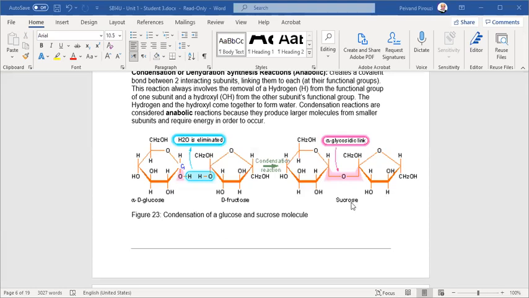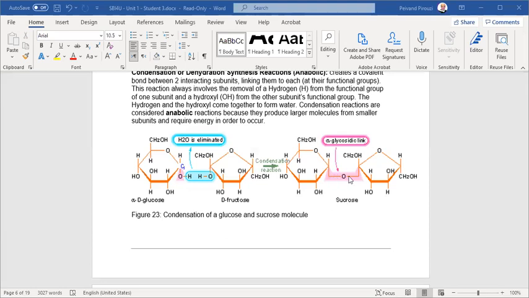So sucrose is made of one molecule of glucose and one molecule of fructose. Glucose has 1, 2, 3, 4, 5, 6 carbons, and the fructose has 1, 2, 3, 4, 5 carbons. So now both of them, under a condensation reaction, are going to give us one molecule of water plus one molecule of sucrose.